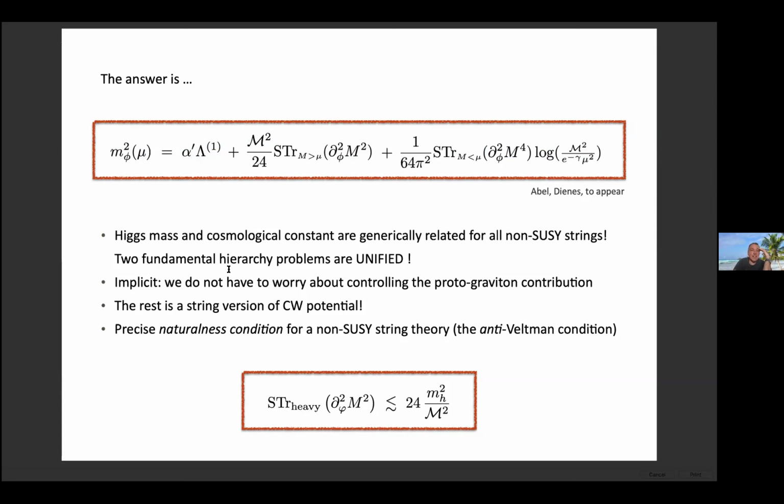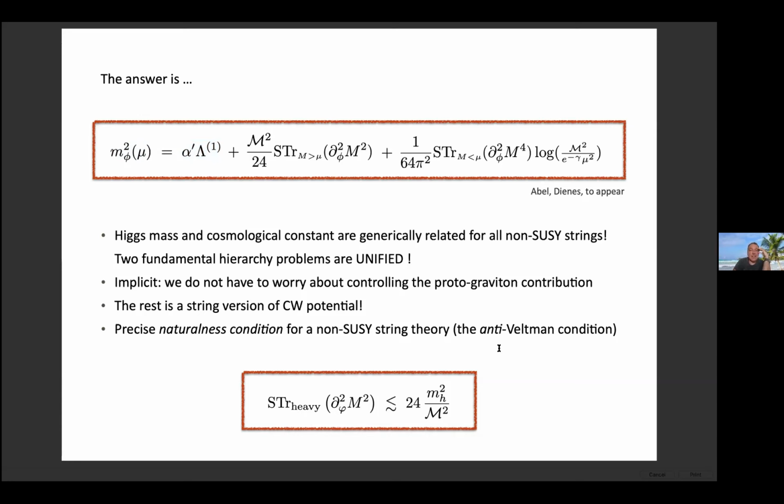So you see, we're kind of deriving various interesting things at this point. We have sort of combining hierarchy problems. So we're calculating a mass squared, and we're relating it to a cosmological constant. And then, in addition, we're deriving a Coleman-Weinberg sort of potential. So we get a naturalness condition, which is that this object, the supertrace m squared, the double derivative, should be smaller than the mass squared of the Higgs that we want.